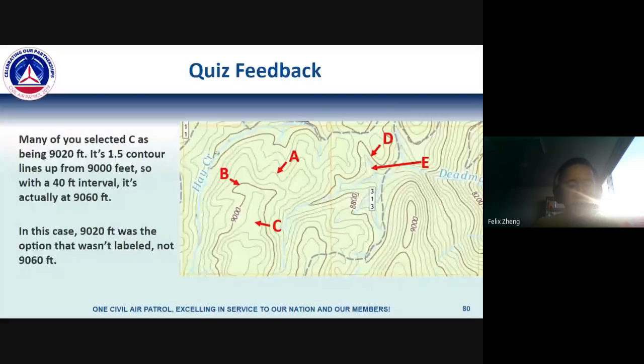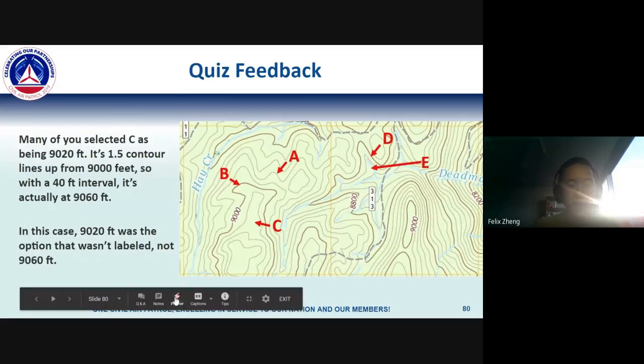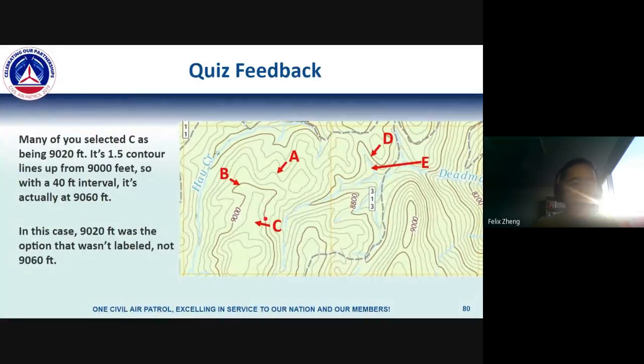So the most common mistake was that you selected C as being 9,020 feet. You can see that C is 1.5 contour lines up from 9,000, and you know that there's a 40-foot interval for each of the contour lines. So if it's 1.5 contour lines up, we're actually 60 feet up from 9,000, and you get 9,060 feet. In this case, 9,020 feet was the option that wasn't labeled on the quiz.